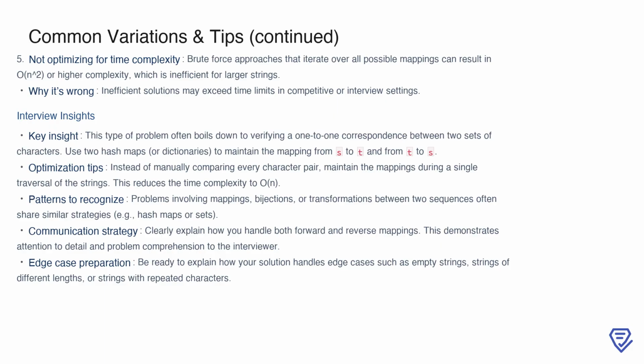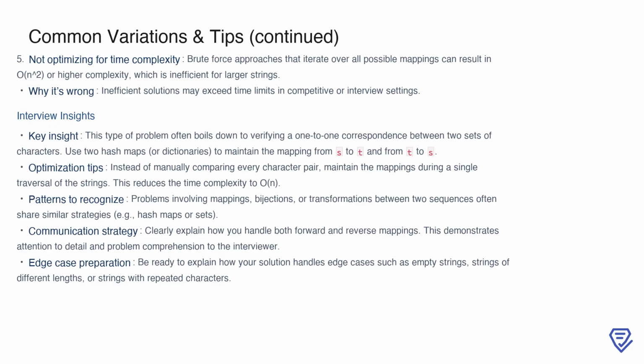A key insight here is that this problem boils down to verifying a one-to-one correspondence between two sets of characters. The most efficient way to do this is to use two hash maps, one for mapping characters from the first string to the second and another for the reverse mapping. Instead of comparing every character pair manually, you can build these mappings in a single traversal of the strings, reducing the time complexity to n.